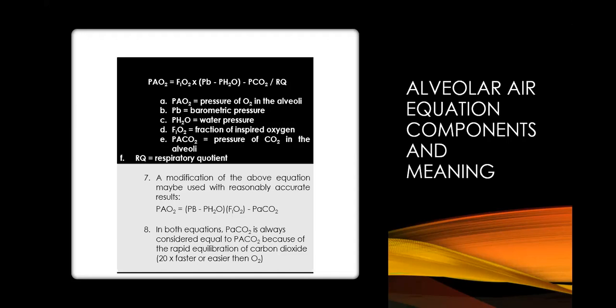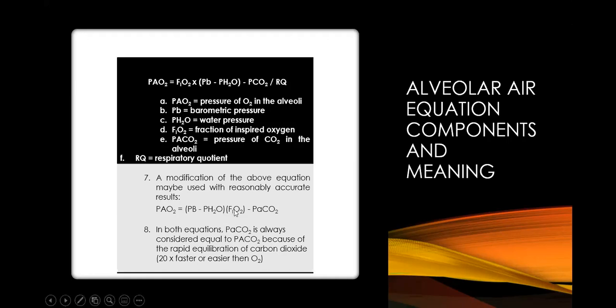So P is pressure. So the partial pressure of alveolar oxygen, that's what the P big AO2 stands for, the pressure of oxygen in the alveoli, okay? P little AO2 is the pressure of arterial oxygen, okay? So these are the parts of the alveolar air equation. Sometimes you see it modified without the RQ, okay? Now, tell me if this is right. What if I had this right here written down? Is this correct? Because the FiO2 is not on this side, but does that matter?